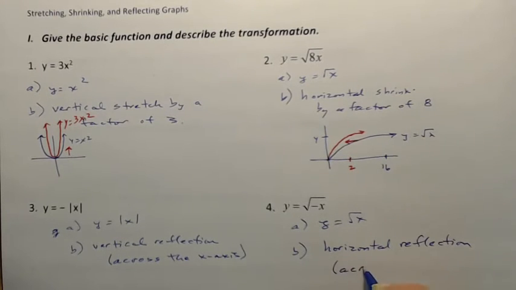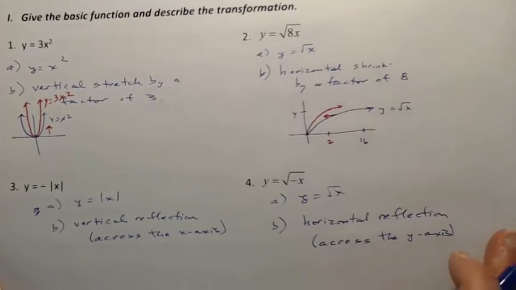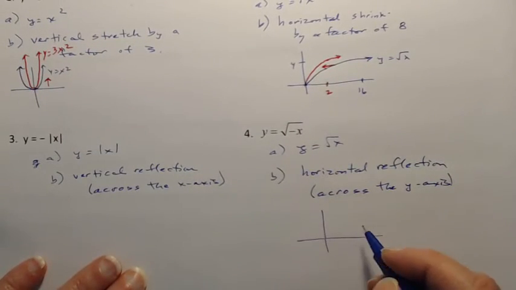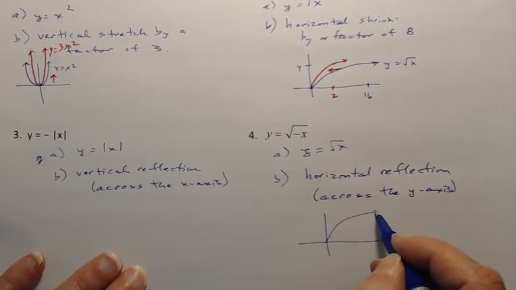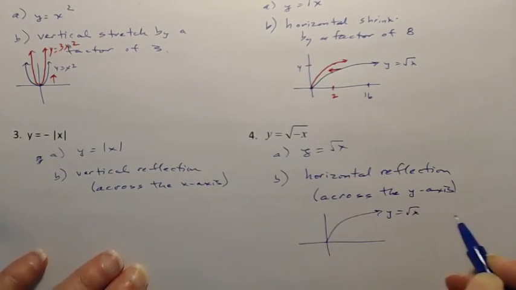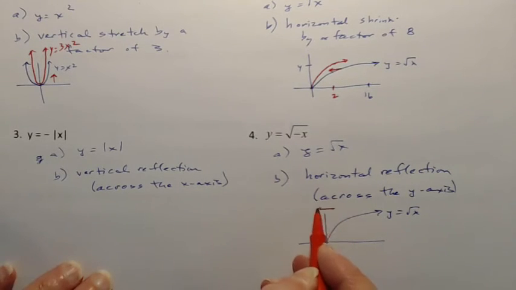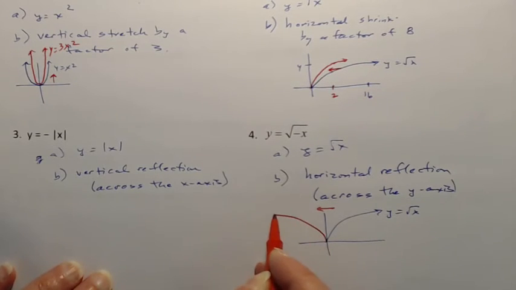Remember, that means across the y-axis. So again, in this case, our original graph, remember, looks like this. The basic square root function. Okay. We reflect across the y-axis horizontally. So this will switch over to this side.